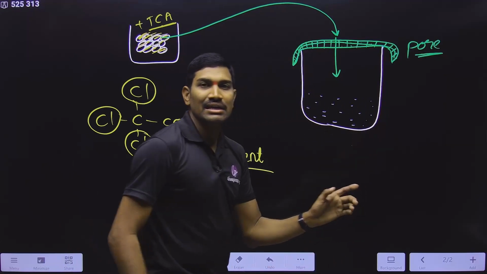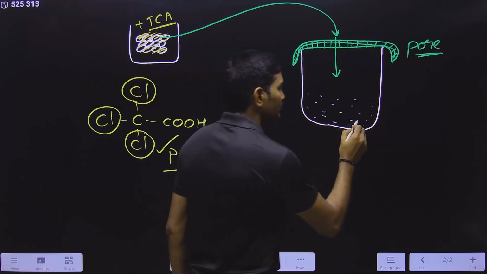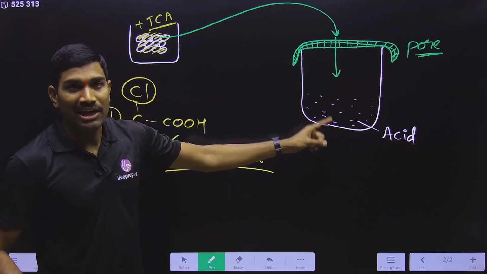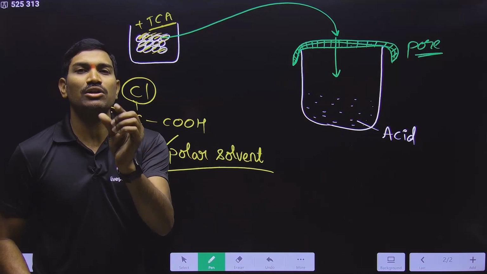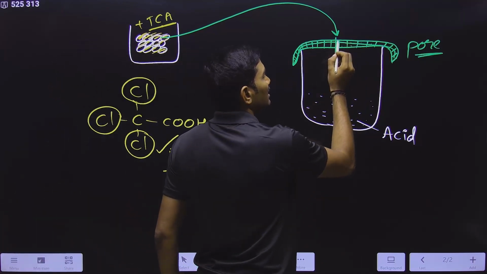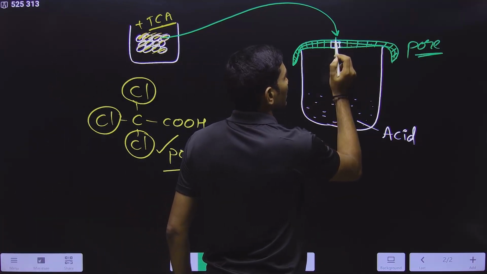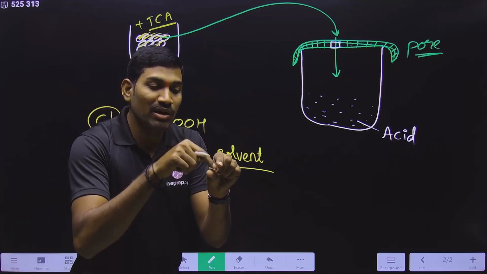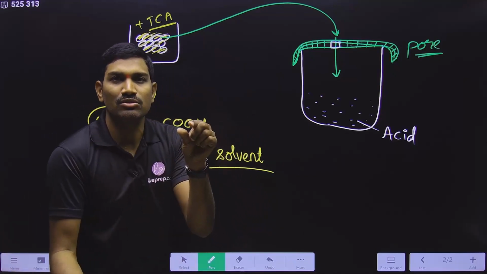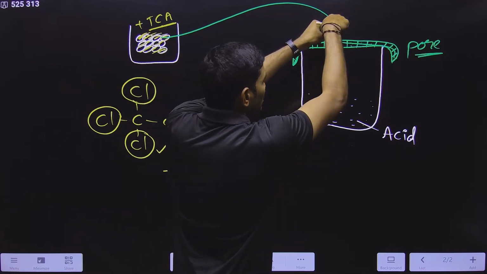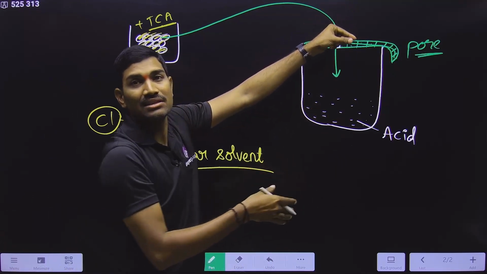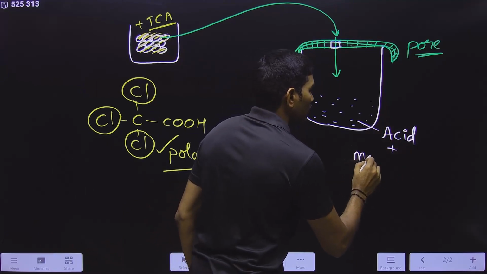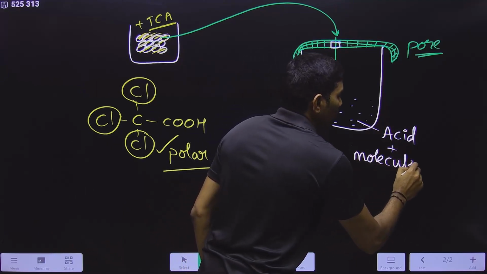Acid is collected inside the beaker. This is the acid. Now, along with the acid, some small molecules are coming. Why are small molecules coming? Because this cloth has a particular pore size, a small pore size. The molecules that are smaller than this pore size can easily pass through this. So they come through this pore and into the acid. So acid plus some small molecules are present.